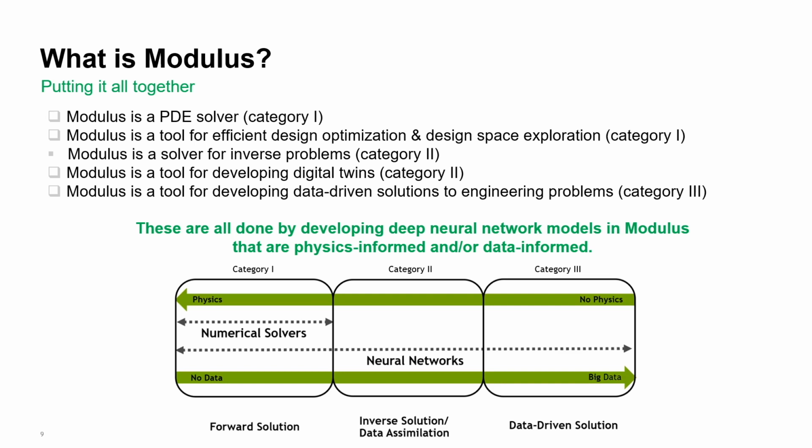If we look at the extreme right in this spectrum, where we have massive amounts of data available but no physics, then you could also use Modulus to build purely data-driven models. And in this case, Modulus would act as an AI framework. Then in the middle, you have models which combine both physics and data-informed learning, and they have particular relevance in developing digital twins and solving inverse problems.